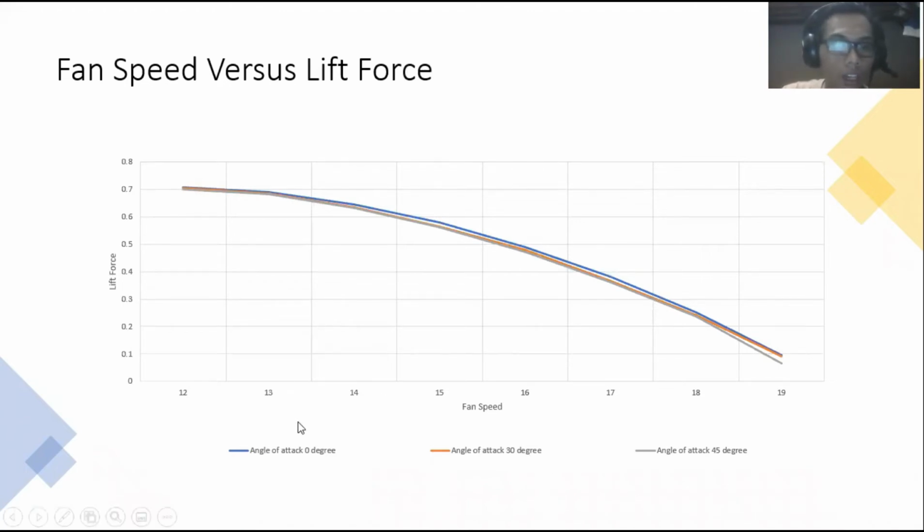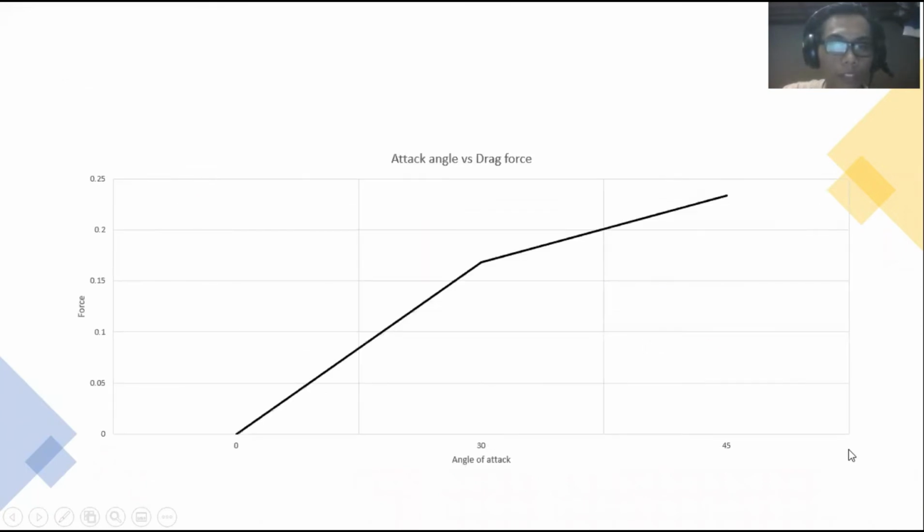So this is for the fan speed versus lift force. As you can see, all of the angles of attack start at nearly 0.7, and it also ended nearly at 0.1. This is the angle of attack versus lift force. The starting point is zero, and it ended nearly at 0.25 at 45 degree angle of attack.